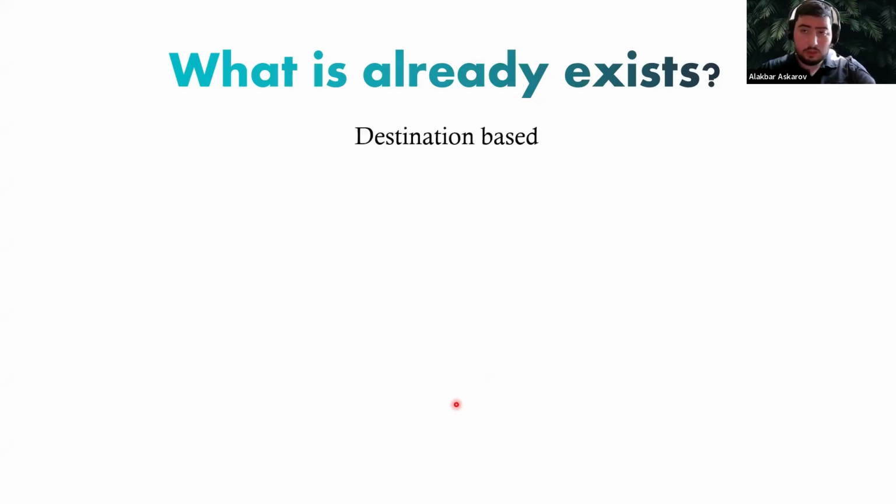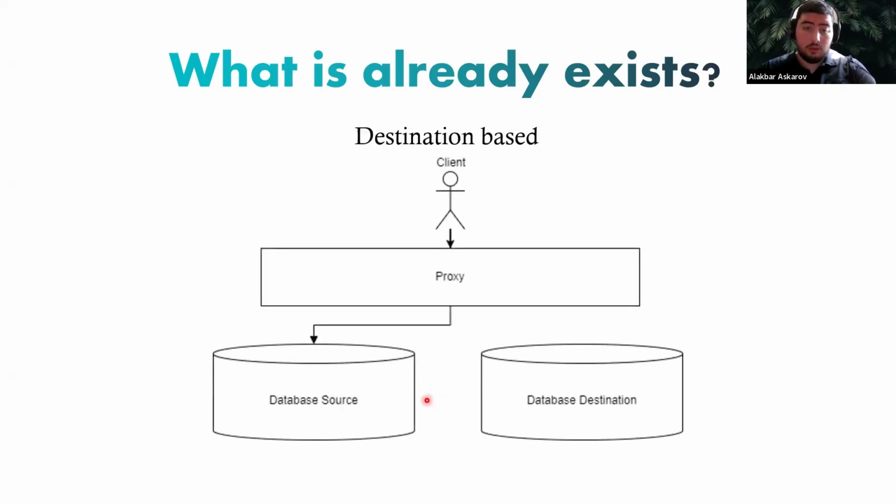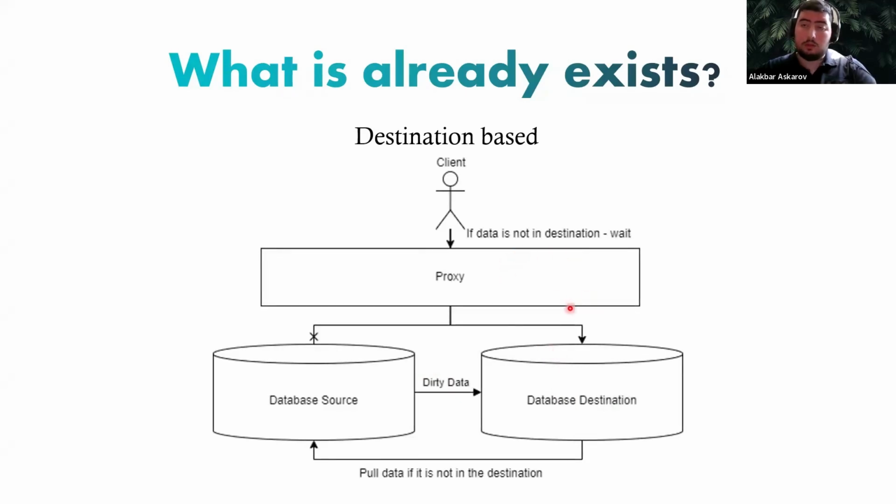Afterward, you're redirecting all your requests to the destination database and discarding the old database. In the destination version of it, basically you're sending all requests to the destination database. At the same time, you're copying all data to this destination. If the client couldn't find the required data, it will just wait. And at this time, the destination will try to pull this data from the source.